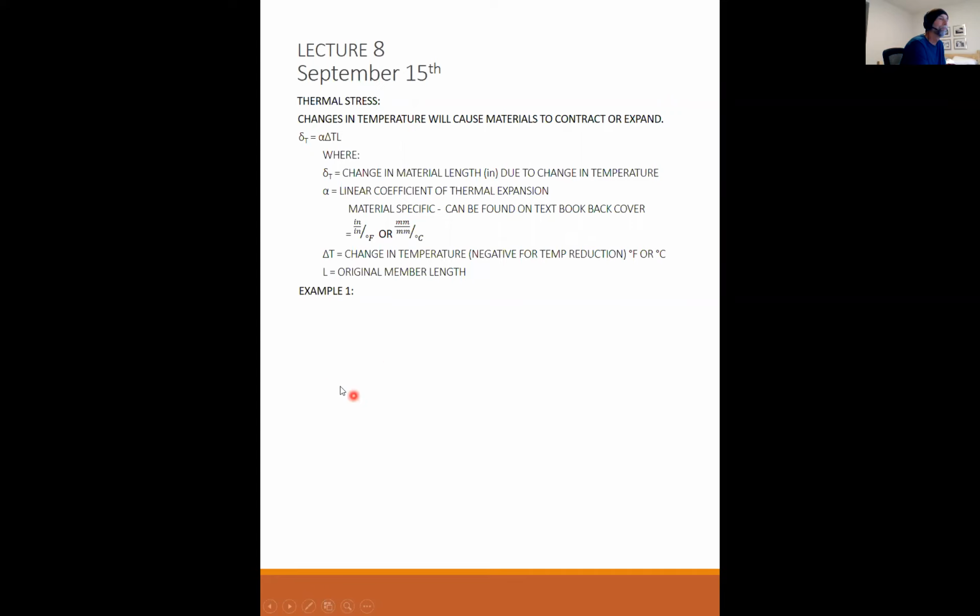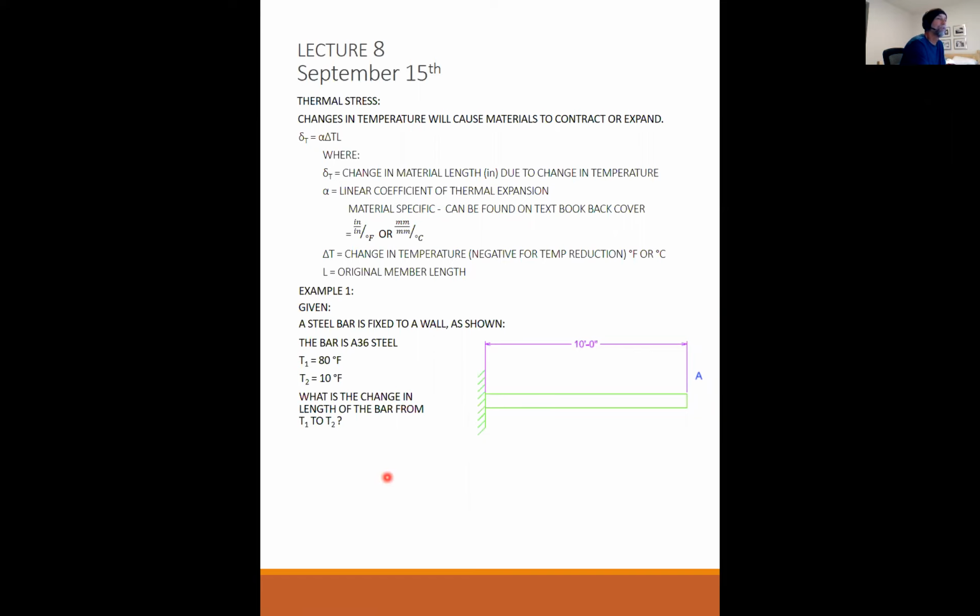Okay, so examples. Example number 1. If I have a steel bar fixed to a wall, as shown, and this bar is 10 feet long, it's only fixed at one end, so it's free to expand. The bar is A36 steel. The original temperature, T1, is 80 degrees Fahrenheit, and we change the temperature so that it is only 10 degrees Fahrenheit. So the question is, what is the change in length of the bar from 80 degrees to 10 degrees?